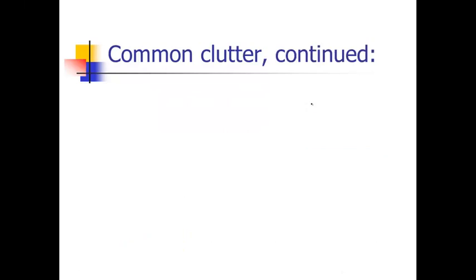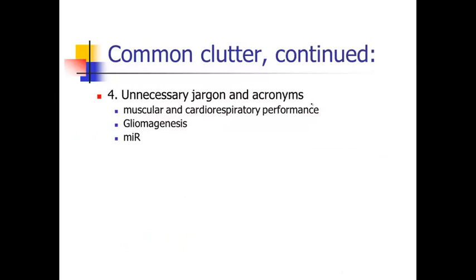way to say fitness. Another thing you should be on the lookout for is unnecessary jargon and acronyms. So again, muscular and cardiorespiratory performance would be an example. Gliomagenesis, we saw that in an earlier module. MIR, the use of acronyms. We want to avoid acronyms unless they're really standard and well known throughout science.